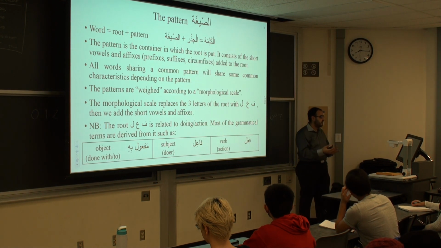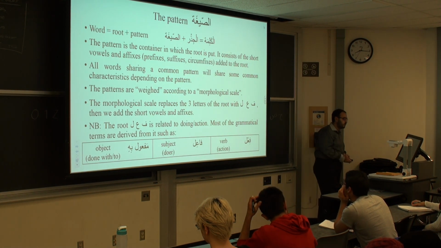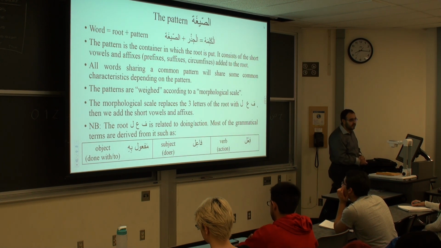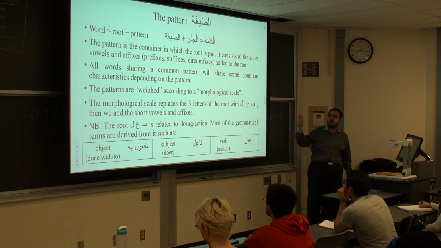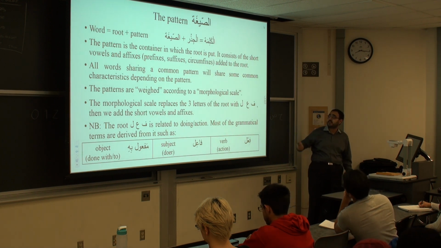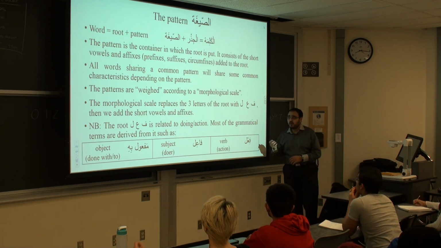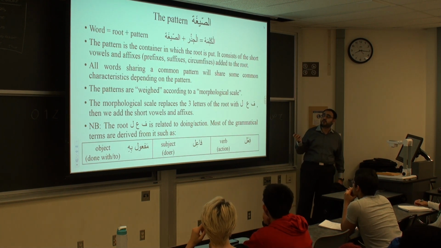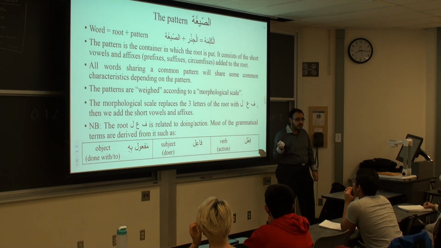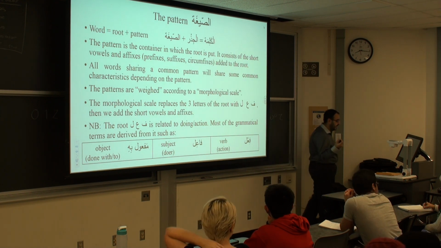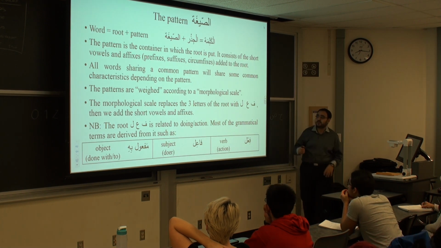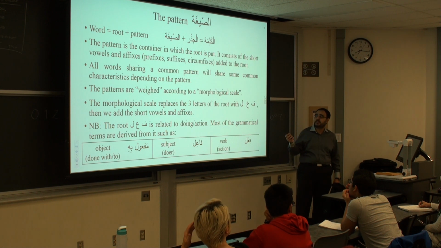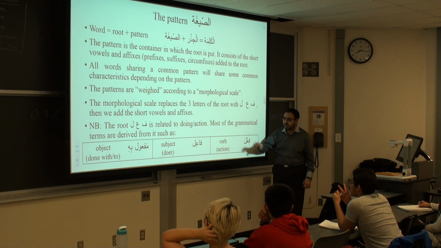The pattern is like the container in which the root is poured or put. It consists of the short vowels and affixes, i.e. either prefixes before the word, suffixes after the word, or circumfixes either before or after or in the middle, added to the root. All words sharing a common pattern will share some common characteristics. These characteristics will depend actually on the pattern that is used. The patterns are weighed morphologically according to a morphological scale.